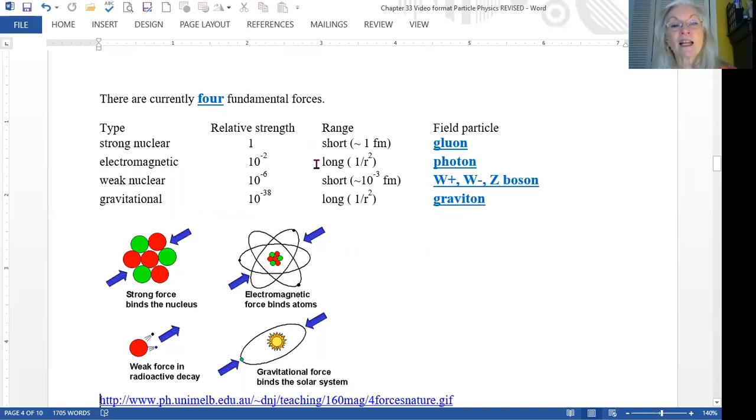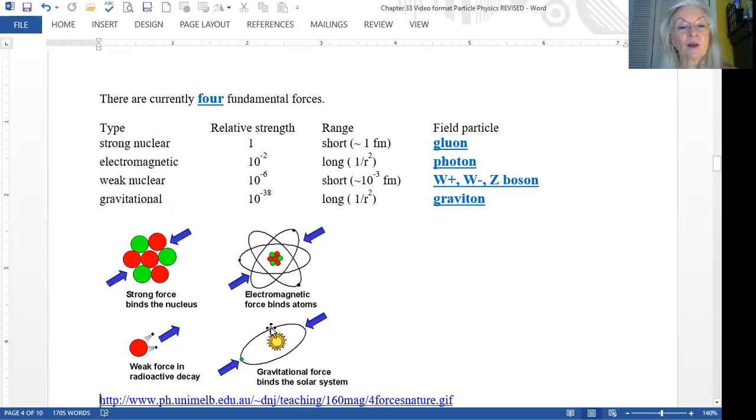The electromagnetic is a long range force. Weak nuclear, again, because it's associated with the nucleus, is a short range force, and gravitational is again a long range force. And we have these field particles. So for the strong nuclear, the field particle is a gluon. For the electromagnetic, it's a photon. For the weak nuclear, it's bosons. We have 3 different types listed, W+, W-, and Z. And for gravitational forces, our field particle is the graviton. We'll talk about what we mean by a field particle in just a minute.